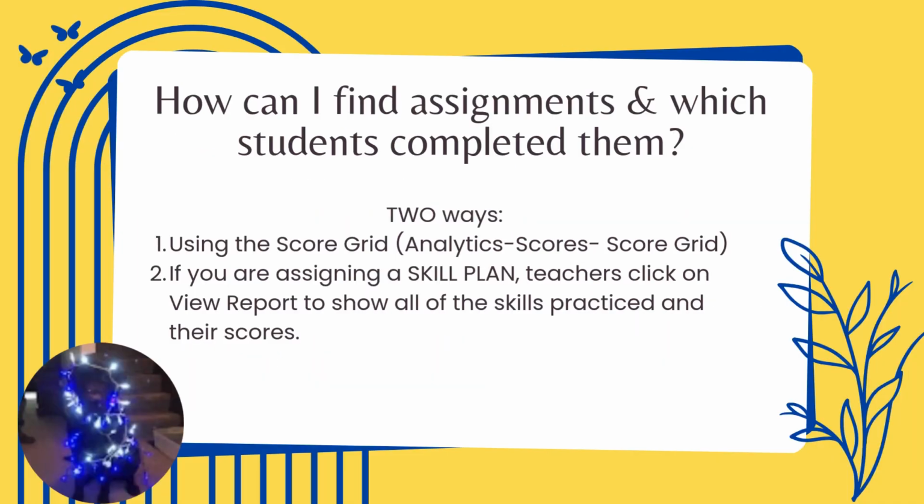When you are looking to find what students have worked on and which assignments have been completed by each of your learners, you can use the score grid. You can find that in analytics under the scores and just click on score grid. It's a really nice chart that breaks down by student and shows you exactly what they've worked on and the skill that they have earned. The other way to do it is if you're assigning a skill plan, you can click right on view report to show all the skills practiced and those scores.